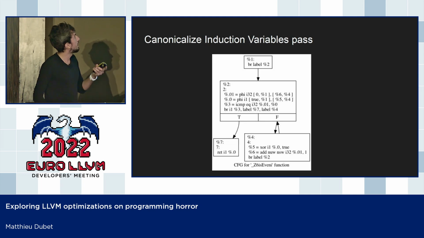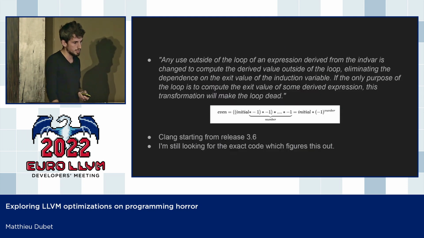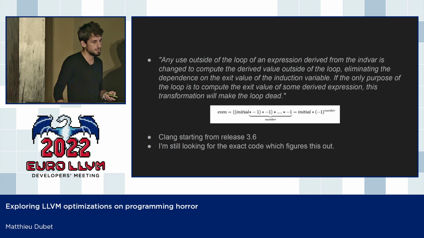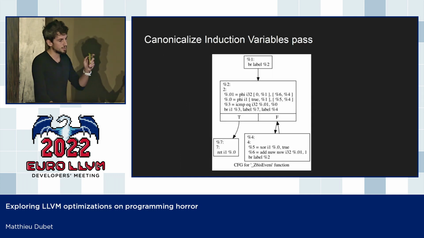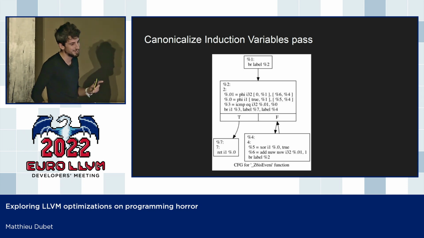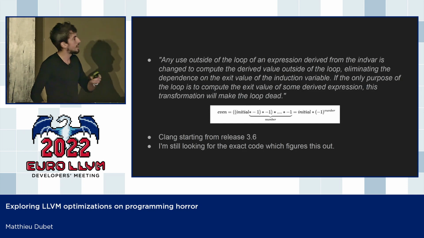And then if you actually add this phase, which is called the canonicalized induction variable pass, you see in this one that now everything is a bit different. If you look, oh man, it's the old slide, that's fine. This is not the actual result. I changed my slide, so it's not the good one. That's fine. So actually, if you add the canonicalized induction variable pass, this is the definition of the pass.